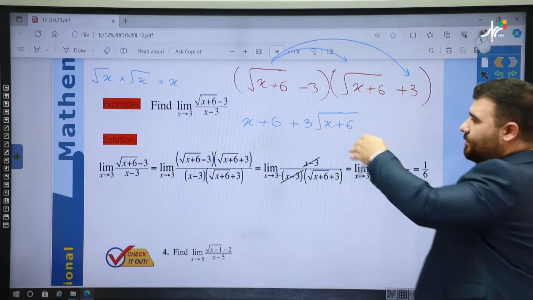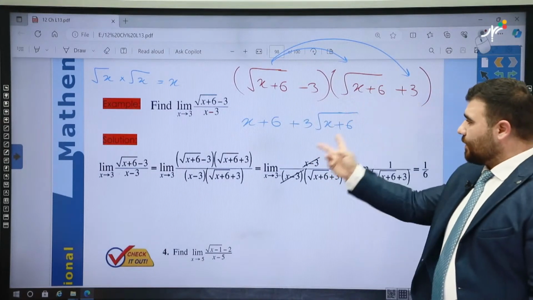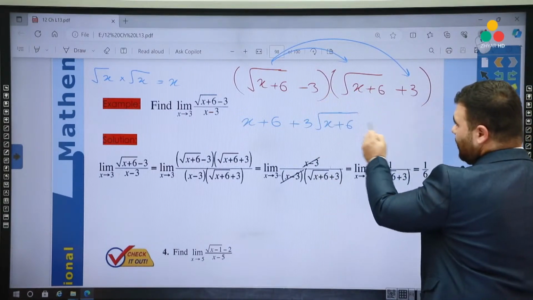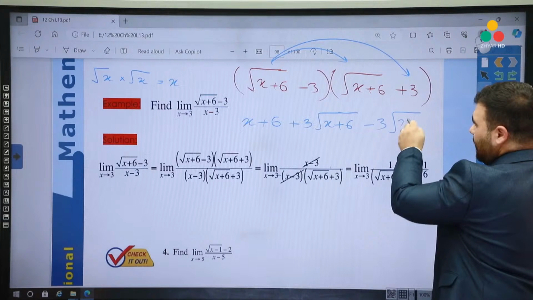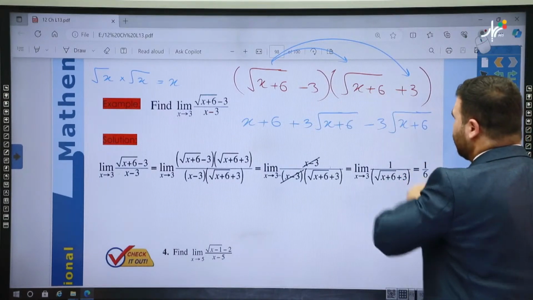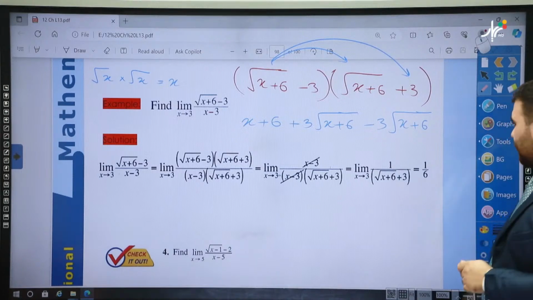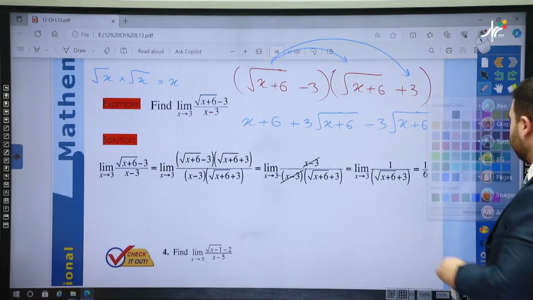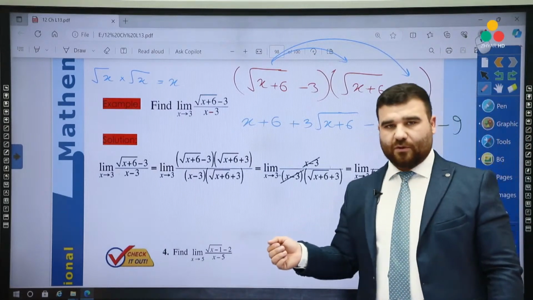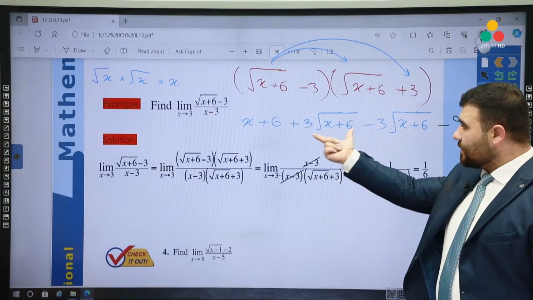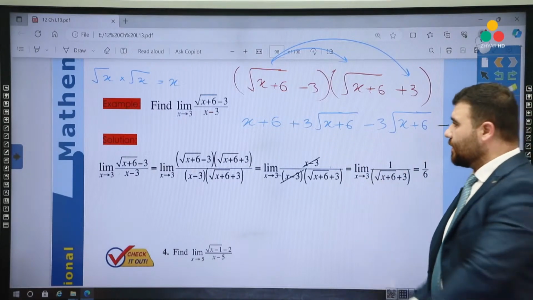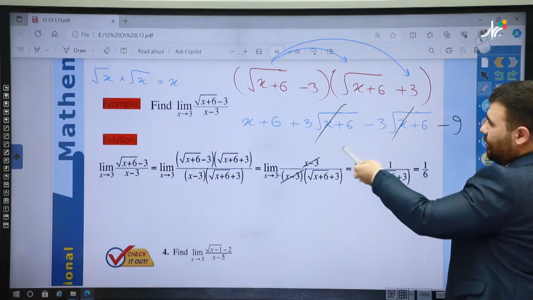Now the square root of x plus 6 part is finished, multiplied by both. Now negative 3: if I multiply negative 3 by this, I will get negative 3 square root of x plus 6. And if I multiply negative 3 by negative 3, the answer will be negative 9. This is why we multiply by the conjugate, because the middle terms will be 3 radical x plus 6 and negative 3 radical x plus 6, and these two together will be 0.